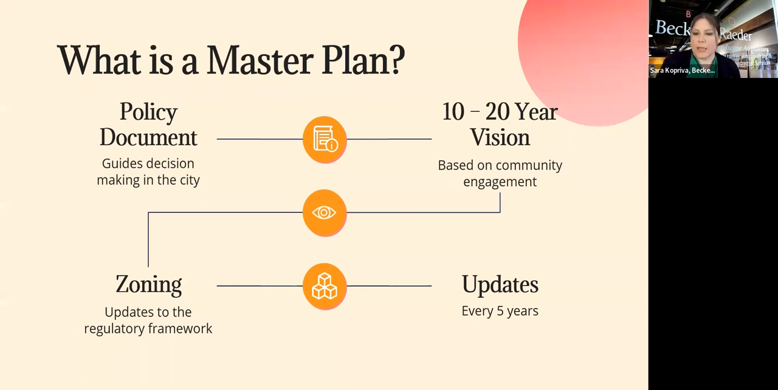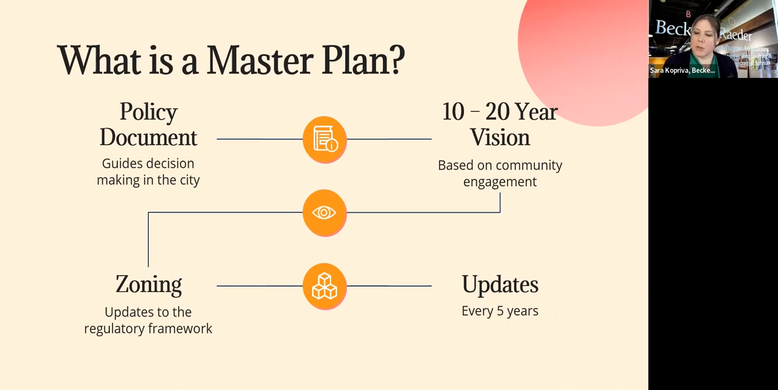So let's get started. What's a master plan? A master plan is a policy document that sets long-range vision for the community. It includes goals and action items that are to be accomplished over the next 5, 10, 15 years. The master plan informs the zoning ordinance. So while the master plan sets the policy, the zoning ordinance is needed to implement that policy.